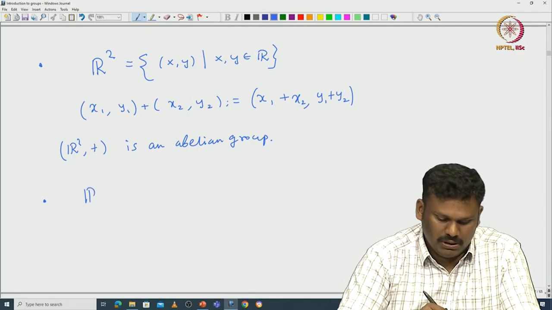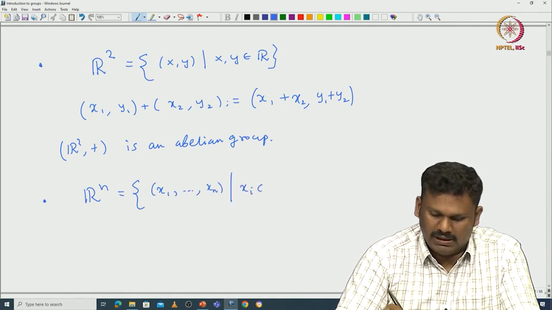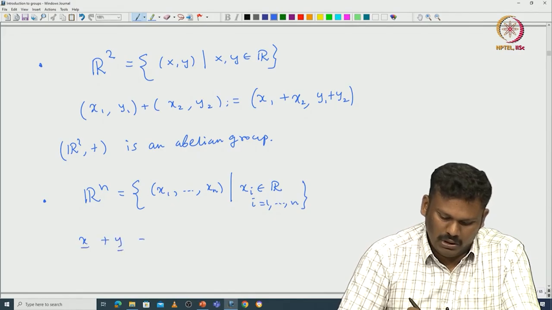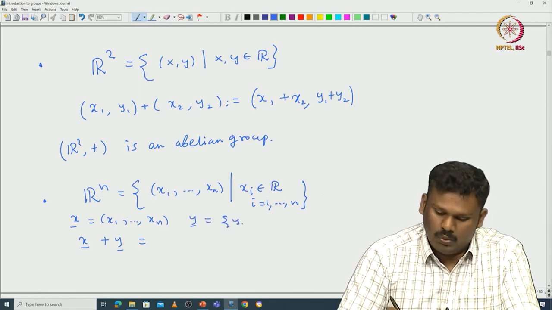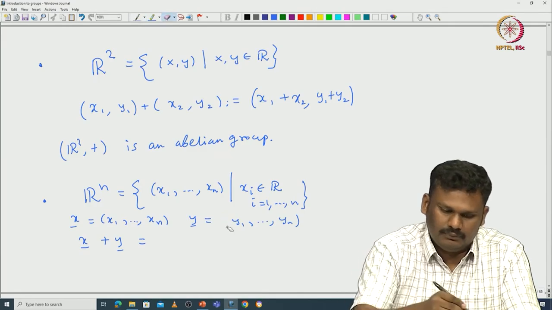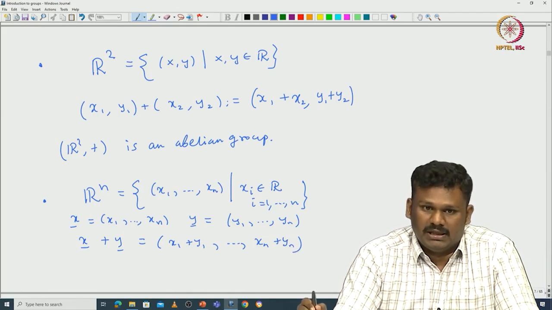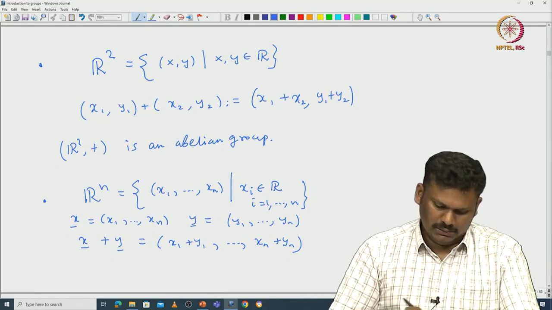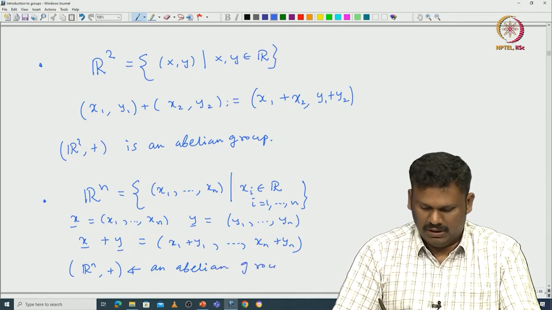Now, very similar to this, you can also define Rn, which is the set of all n-tuples (x1, etc., xn), where each xi comes from R, with i ranging from 1 to n. If you take x bar given by x1, etc., xn, and y bar given by y1, etc., yn, then x bar plus y bar is nothing but (x1 plus y1, etc., xn plus yn). This is the tuple associated with x bar plus y bar. So this Rn with respect to this plus becomes an abelian group. Again, that is an easy thing to check. I will leave it to you to check.